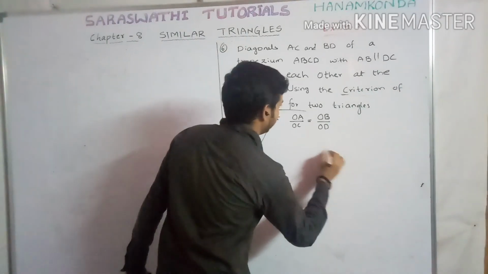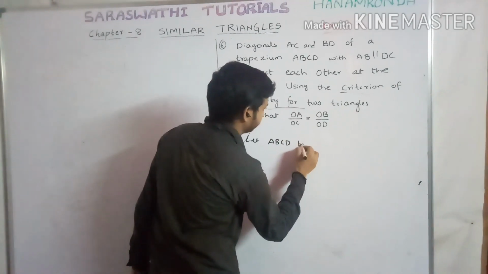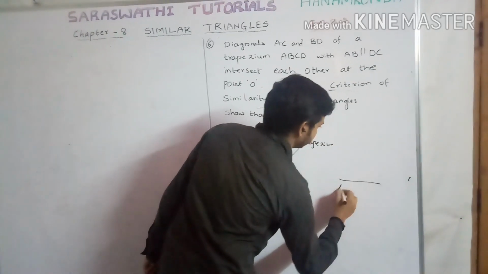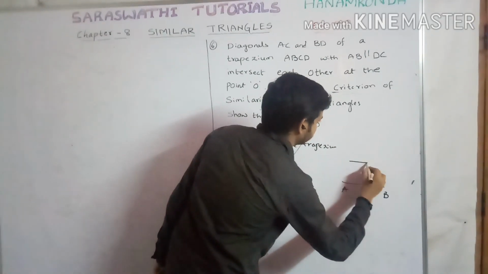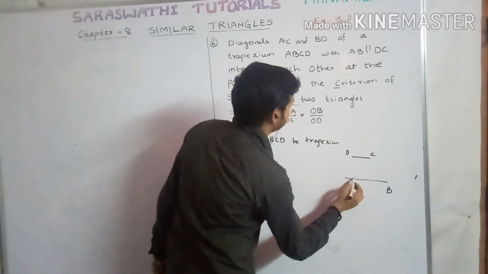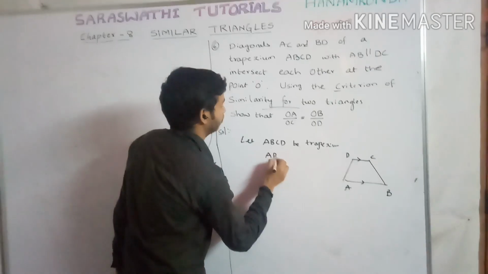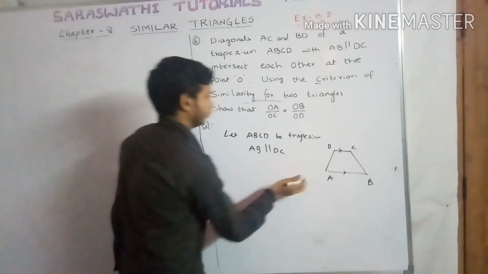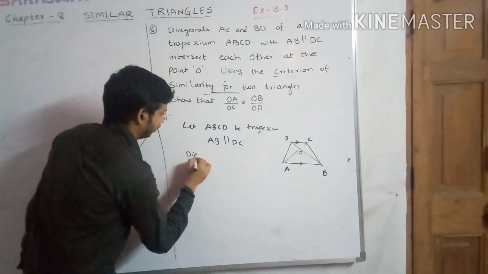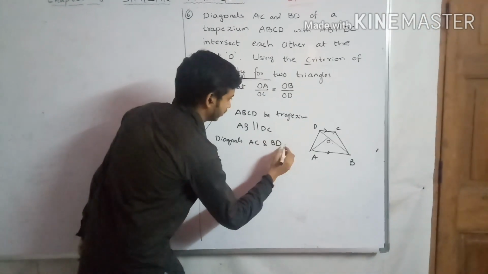Okay. So let ABCD be a trapezium, and here AB is parallel to DC. The diagonals AC and BD intersect at O.